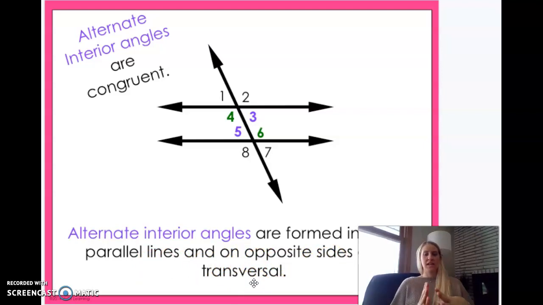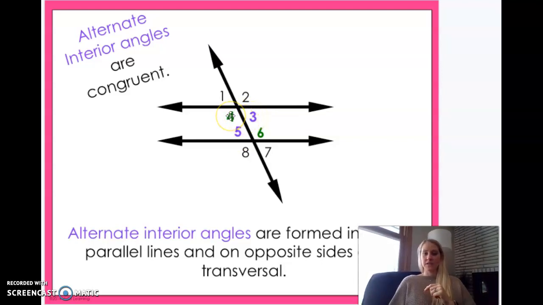So first of all, let's look inside the parallel lines. So in between the two lines are the interior angles. Alternate means they're on opposite sides of the transversal. So angle 5 and angle 3 are alternate interior angles, and they are congruent, meaning if this angle was 40 degrees, then this angle would be 40 degrees.